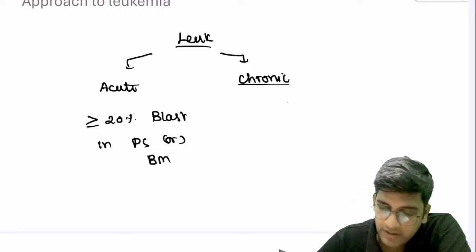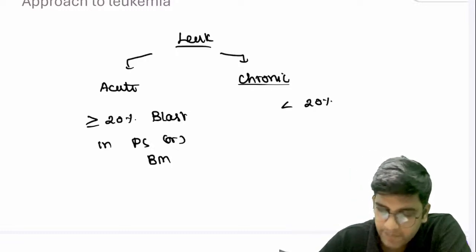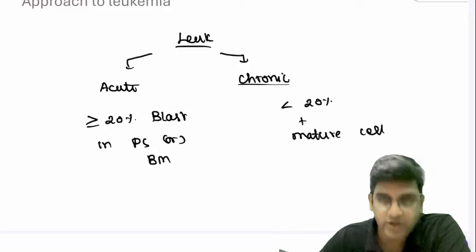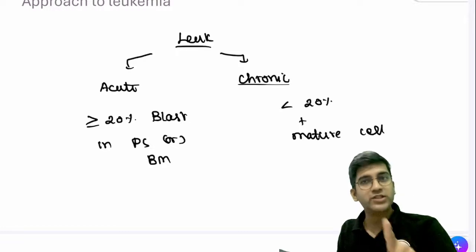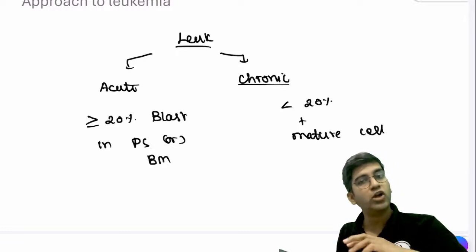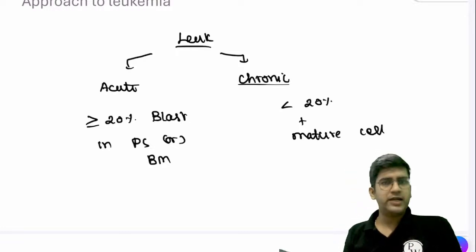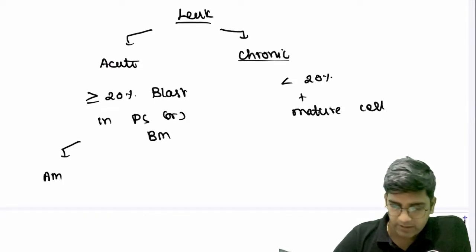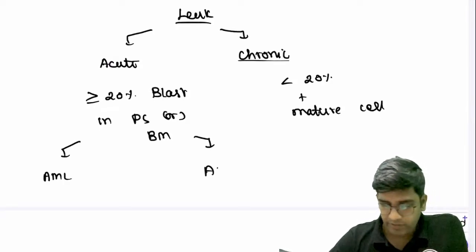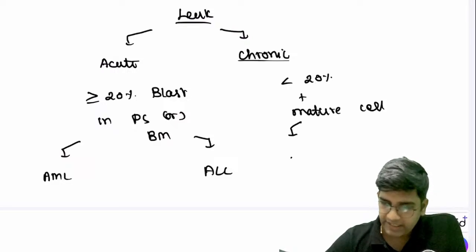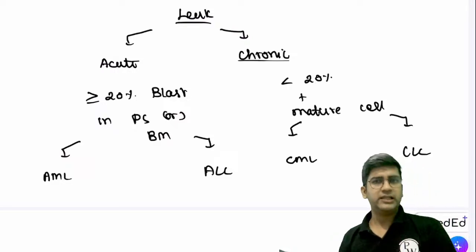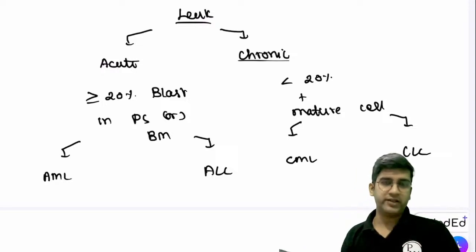If you have less than 20% blast and mature cells, we call it chronic leukemia. That's why the myelocyte, metamyelocyte, basophil are all mature cells. We call it a chronic leukemia, right? So in acute, we have again acute myeloid, acute lymphoid. In chronic, again I have chronic myeloid, chronic lymphoid, right? That's how it is. We divide them into chronic and everything, fine?